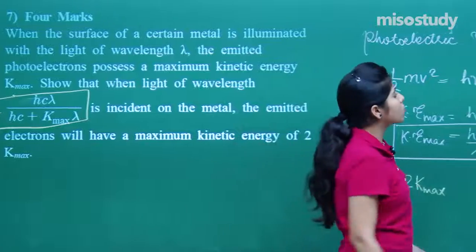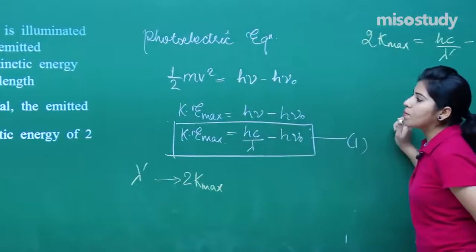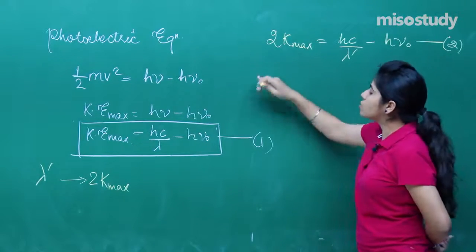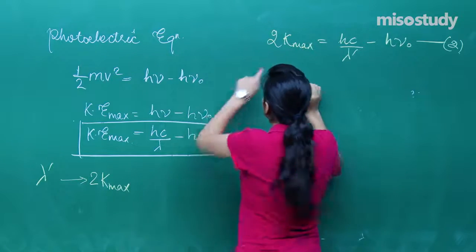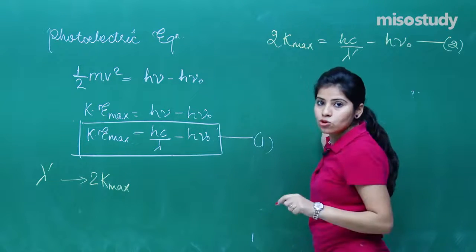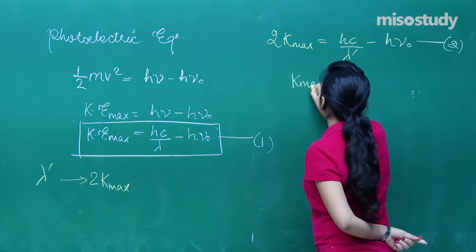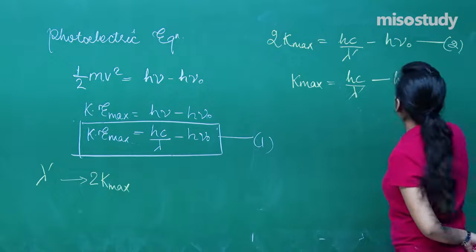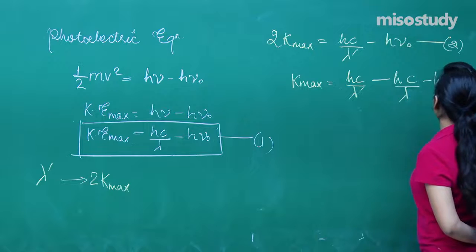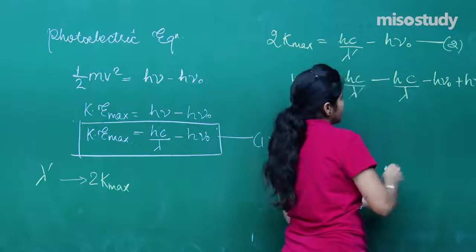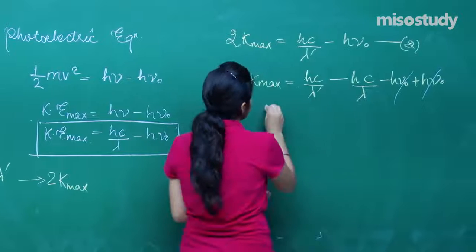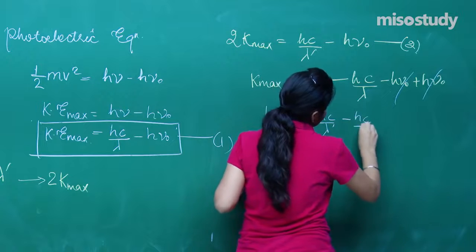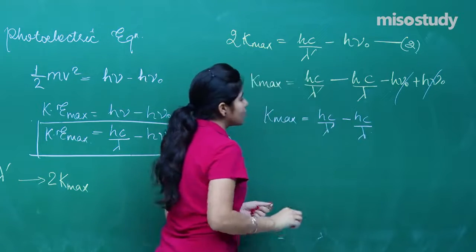Now start doing that so that my lambda prime is equal to that particular value. This is equation 1, this is equation 2. Do one thing, subtract these two equations so that you have 2 Kmax minus Kmax, that means 2 minus 1, 1. So Kmax equals hc upon lambda prime minus hc upon lambda minus h nu naught plus h nu naught. These two will cancel. You have hc by lambda prime minus hc by lambda. From here bring out the value of hc by lambda prime.